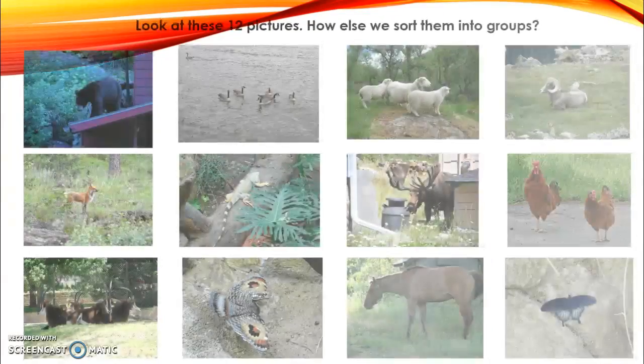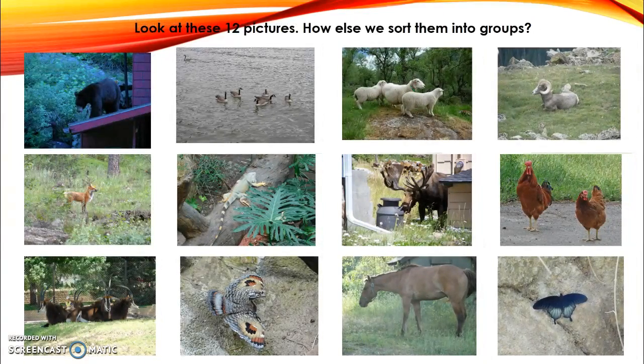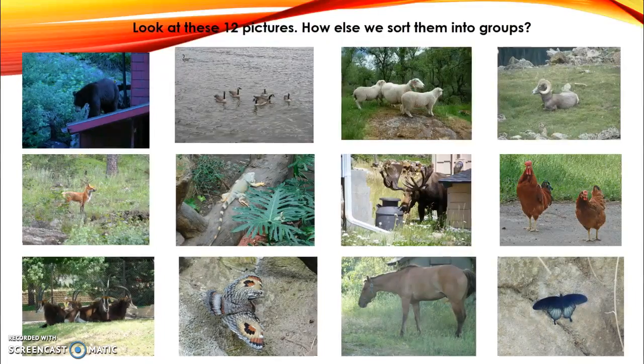All right, here are our 12 animals again. I want you to think, what else could we do to sort them? What do they have that is something the same or something that is different that we can group them into? We've talked about where they live. We talk about what's on their body. What else could we use?